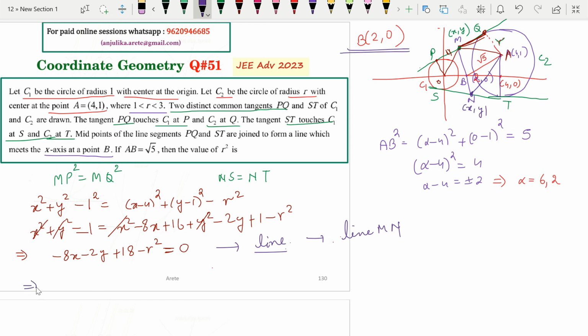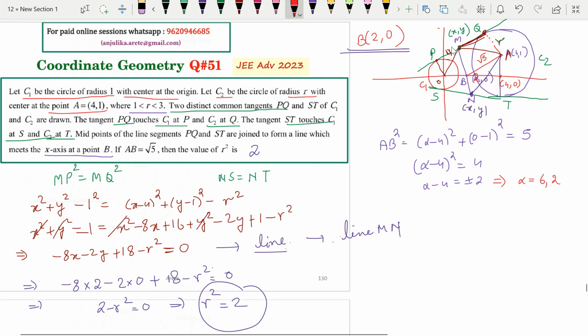Let's substitute the value of point B. Here you're getting 2 times 0 plus 18 minus r squared is 0. What do you end up getting? 2 minus r squared is 0, and that gives you r square value to be 2. So my r square value is 2. In other ways, if you understand, then you can just figure out the equation of the radical axis, that is MN, and then you can just substitute the coordinate of B and get your r square. Either way it's fine. See you with another question.